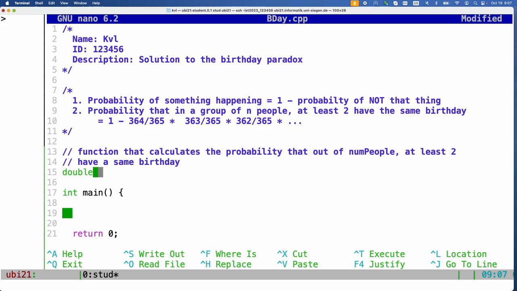And then we need to have a name for our function. I'm going to just call this, this is not a nice name, bday paradox. That is much nicer. And it will take a variable. In this case, this is an integer. What that is, we'll see later as well. And we call this numPeople.